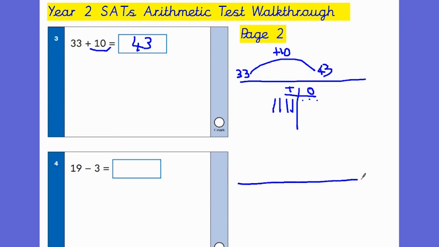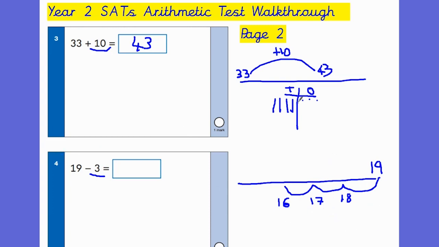19 subtract 3. This is, again, two different ways of doing it. One will be the number line. This time, to draw a line, start with 19 at the end. I'm going to count back. So we're counting back 3 ones. They could do it in one whole jump of 3, or they could do 3 jumps of 1. So minus 1 would be 18, minus 2 would be 17, and minus 3 would be 16. Okay, so it's completely up to them which way they do it.